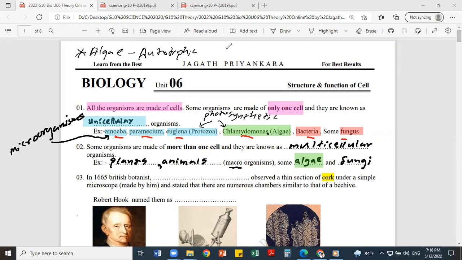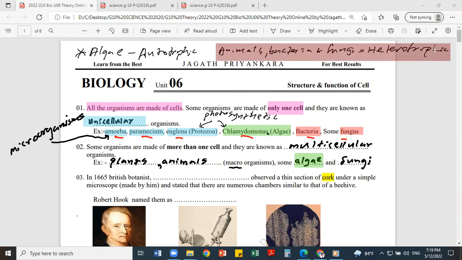And bacteria, fungi, animals, bacteria and fungi are heterotrophic. They cannot produce their own food. Heterotrophic means they cannot produce their own food. They are non-photosynthetic. Write that down separately, everyone. Algae are photosynthetic. And one more thing, plants are also autotrophic, photosynthetic. Therefore, based on their nutrition also we can group them.